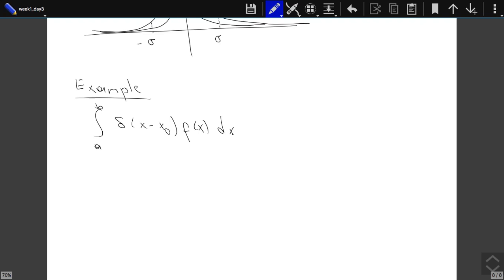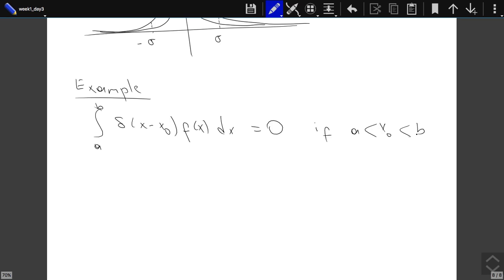x0 can be in this interval between a and b, or it can be out of this interval, a and b. Now, if x0 is not in this interval between a and b, then the argument of the Dirac delta is never 0. Since it is never 0, the value of this Dirac delta is always 0. Well, you are integrating 0 over an interval, that is 0. So this is equal to 0 if x0 is not in this interval.